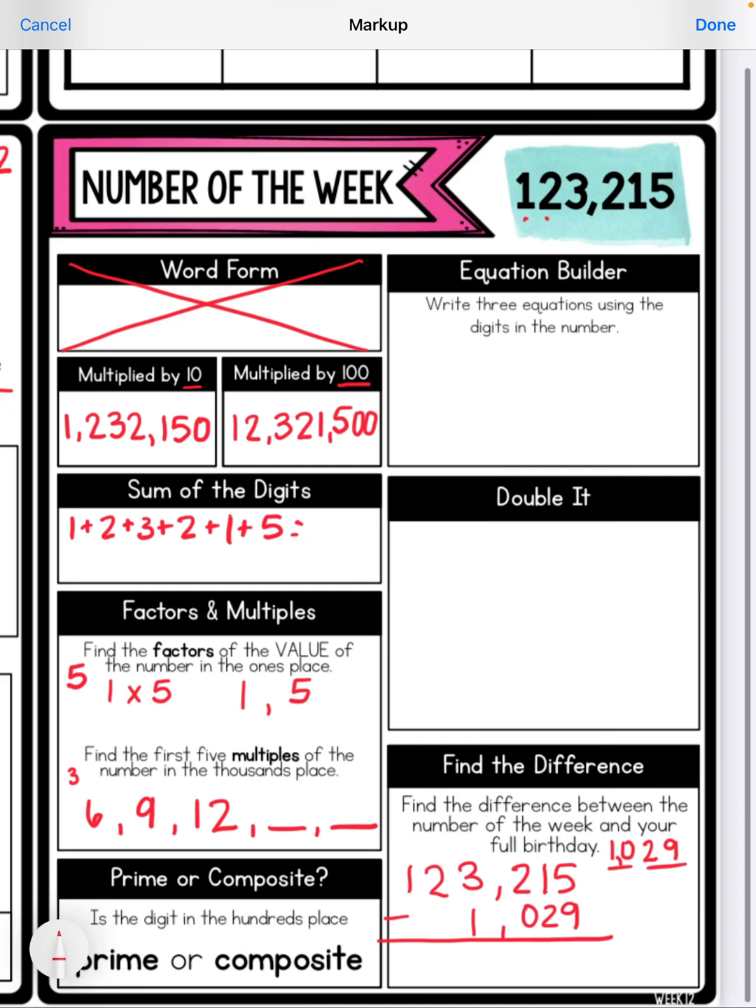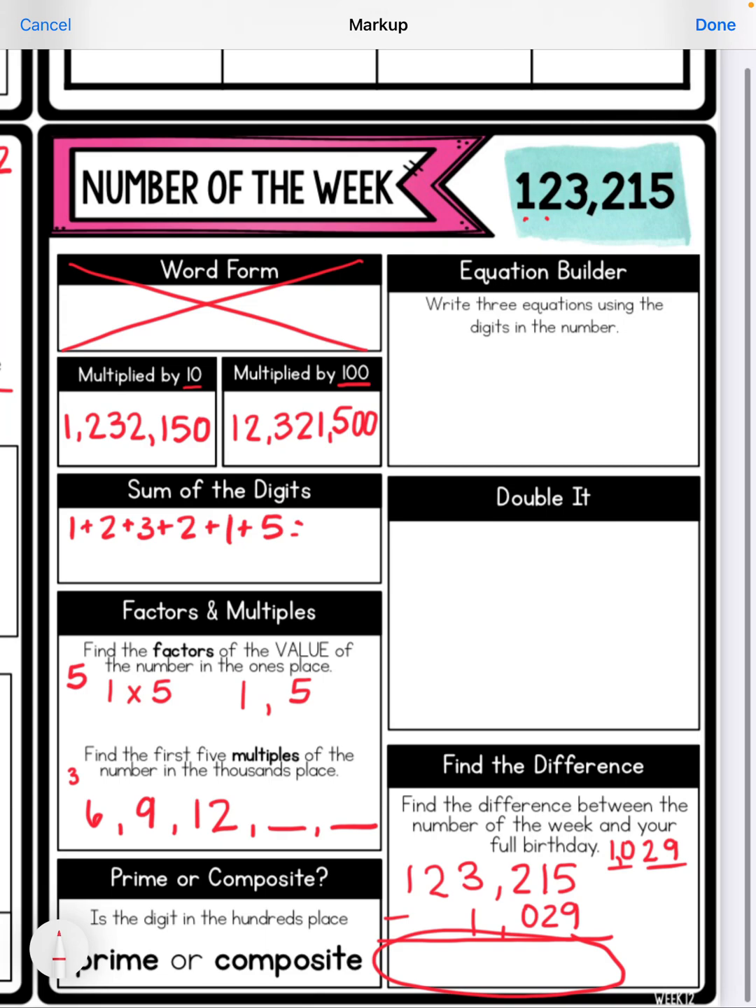So if you need help figuring out what number your birthday month is, just raise your hand. A teacher can help you with that really quickly. But then I'll solve for this, and that's my difference. So our answers might be different. Well, they definitely will be different because no one has the same birthday as me.